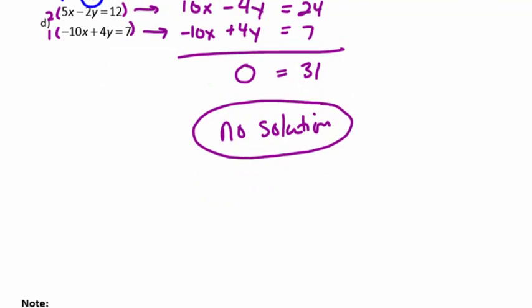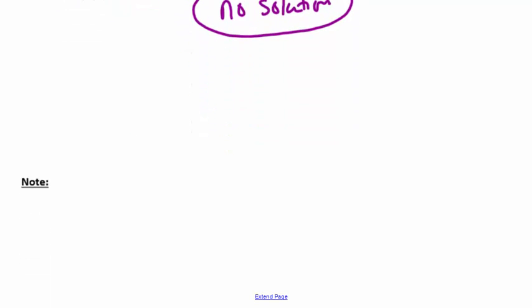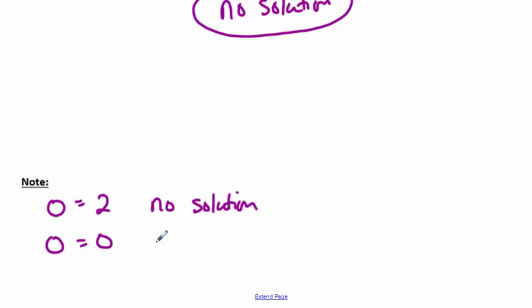For our note here, don't forget that you don't have to have anything on this side. It's completely okay to get 0 if your x's and y's both eliminate. The question of whether or not it's going to be true is whether that 0 is equal to 0 or 31 or 7 or another number. Okay? So if our 0 is equal to a number like 2, it's no solution. But if we had 0 equals 0, then all points on the line would be the solution.